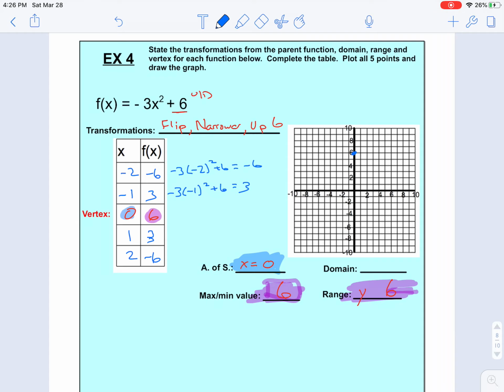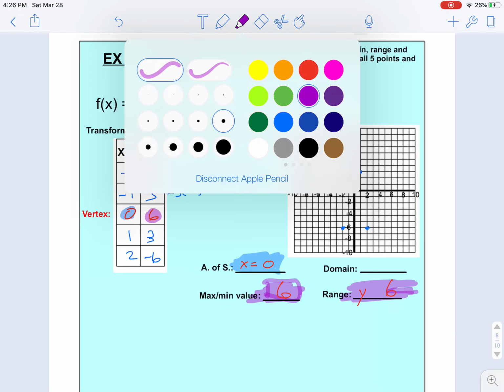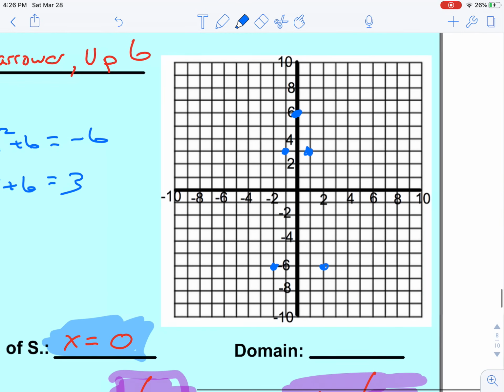All right, let's graph these. 0, 6. There is my vertex. Okay. Over 1, up 3. Okay. Back 1, up 3. Over 2, down 6. Back 2, down 6. All right, so I've got my graph here.